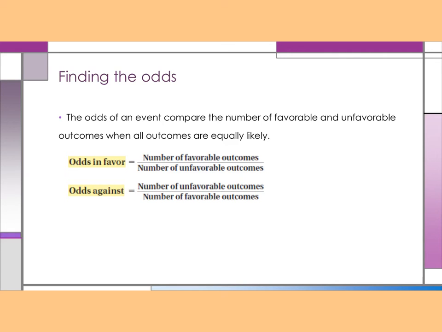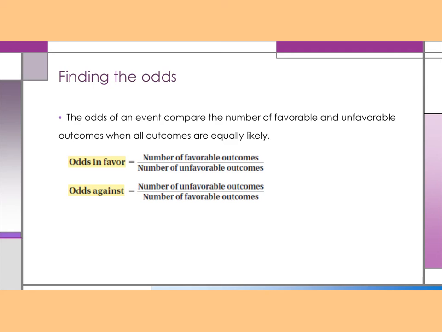So the odds of an event compare the number of favorable and unfavorable outcomes when all outcomes are equally likely. The odds in favor, so if I wanted to roll a die and I want to get a 3, the odds that I get a 3 are 1 to 5, because there's 1 three and there's 5 sides that don't have a 3. The odds against are the reverse. So the odds against getting a 3 are 5 to 1, with 5 in the top, and there's only one side that has 3, that's in the bottom. So against means what would happen if you don't, how many options are there if it's not what I want? That would be odds against.